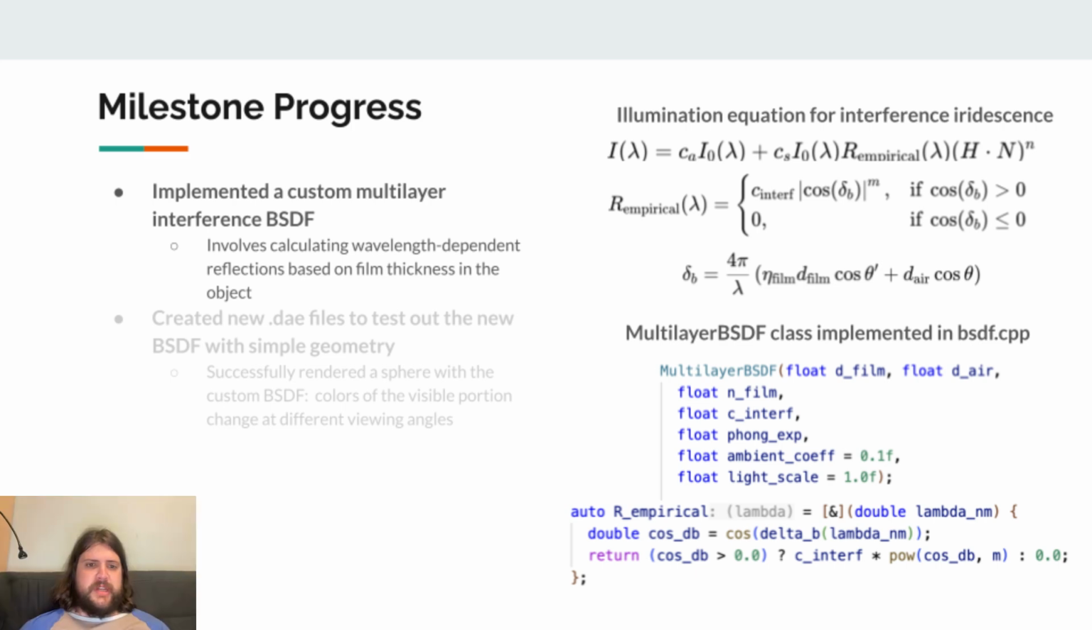We have currently implemented a multilayer interference BSDF class in our existing Homework 3 ray tracer, which is inspired by the work of Yinlong Sun in their paper from 2006, which we cite in our report. This BSDF calculates the object's reflected radiance at a point dependent on the ray's accumulated phase shifts and its interference based on how the ray travels across multiple thin, transparent layers. The empirical reflectance function that we make uses a phase term that depends on the film thickness, refractive indices, and incident angles.